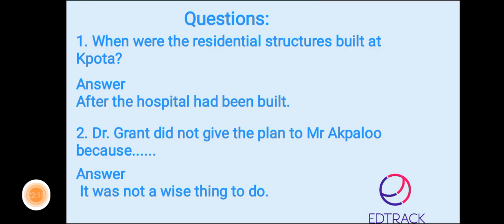Sorry about my mistake earlier. So the question is the direct one. The answer is very overt. It is very obvious in the passage. So our answer here is that it's because it was not a wise thing to do, and that was why Dr. Grant did not give the plan to Mr. Akwalu. So Dr. Grant himself said it is not prudent to give him the plan of those sites.